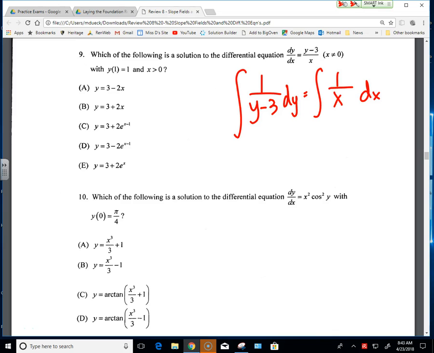But if you don't multiply that dx, your brain might not register who's supposed to go where. So multiply the dx, split up your differential, and then say who goes where. Okay, divide the y minus 3.